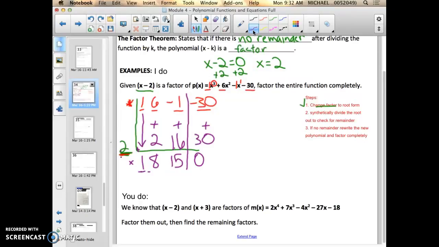So I do have a remainder of 0, which means the factor in question, x minus 2, is a factor, and the root, x equals 2, is a root of the polynomial. Two things we've just found out, which is pretty cool.